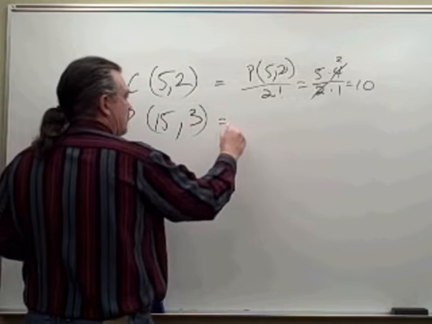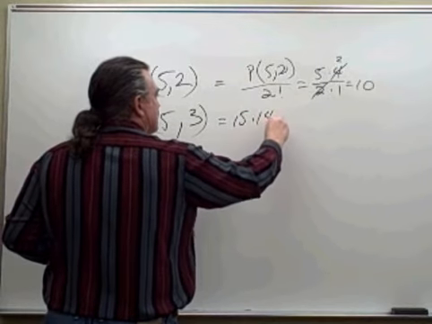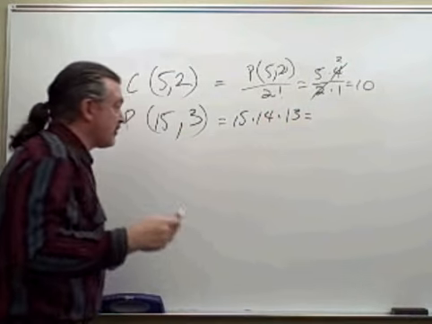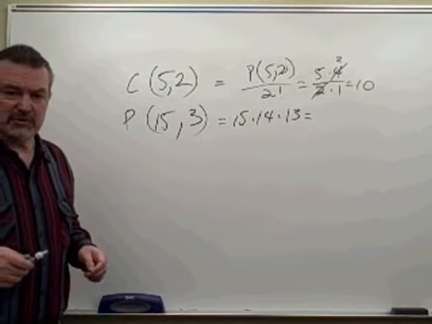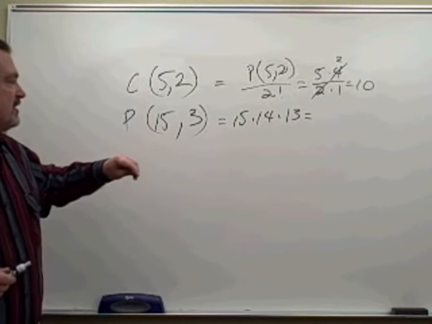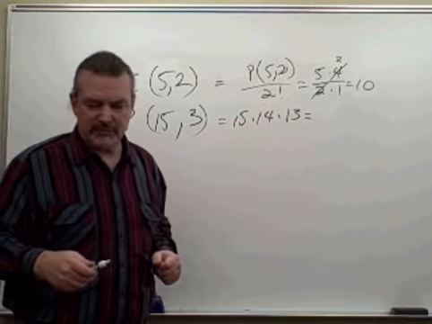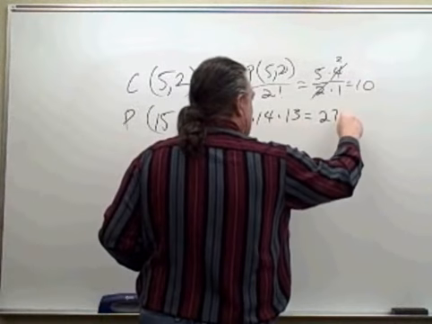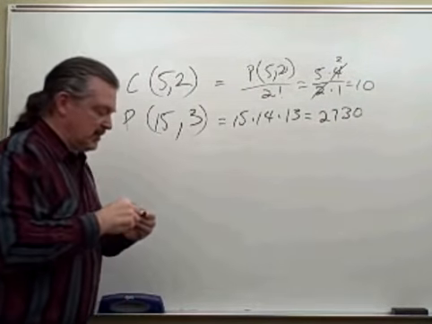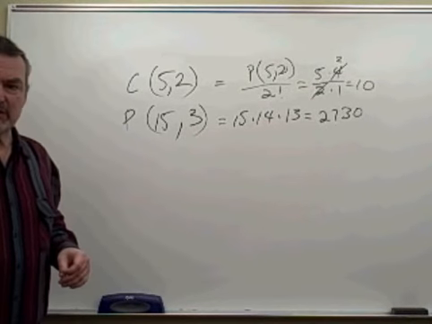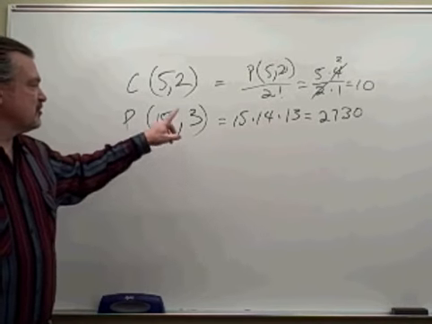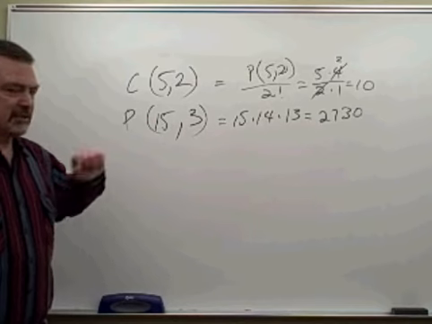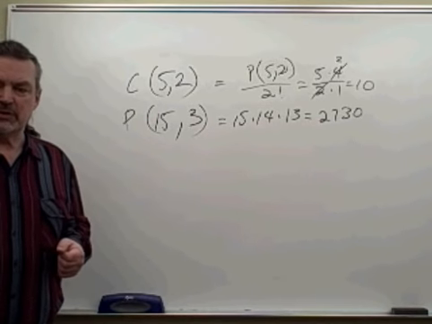Here, how many different ways could we choose a president, vice president, and secretary? Permutation of 15 taken 3 at a time, that's 15 times 14 times 13. And when we take the product of those, we get 2,730. So there'd be 2,730 ways that you could choose a president, vice president, and secretary out of the 15 people in the organization.